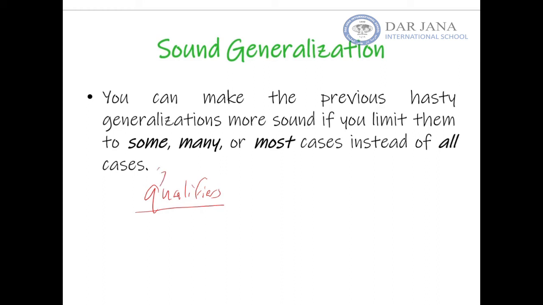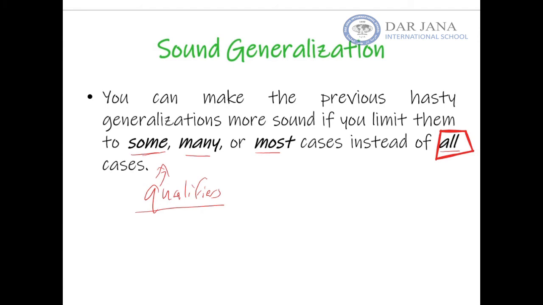Such qualifiers can be some, many, most, and all. Now, all is very hard to defend, because if I find only one case which is not following your rule, then your conclusion is wrong. In this case, it's a hasty generalization, or does not apply to all these situations. A better way for you to do it is to use some, many, or most. By using these qualifiers, it's very easy for you to defend your position.